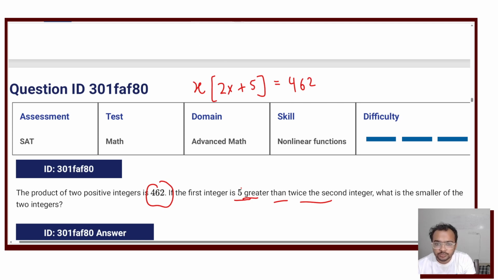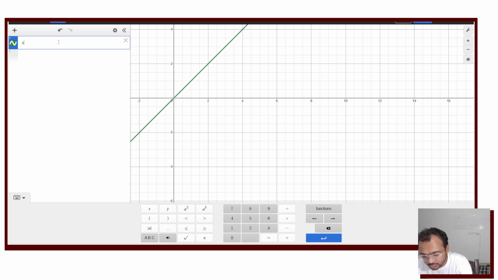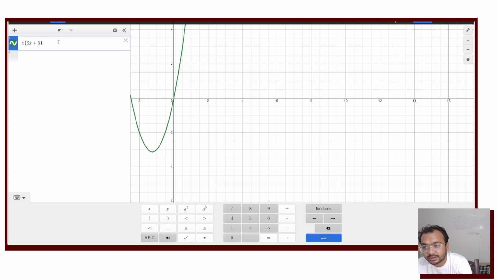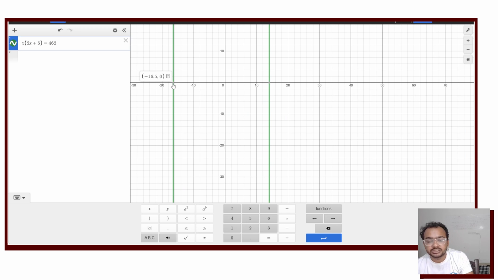So now to solve this equation, I'll again move to Desmos. So we have x times 2x plus 5, and that equals 462. So you will be getting these vertical lines. These vertical lines represent our x values that will satisfy. So x equals 14 and x equals negative 16.5.